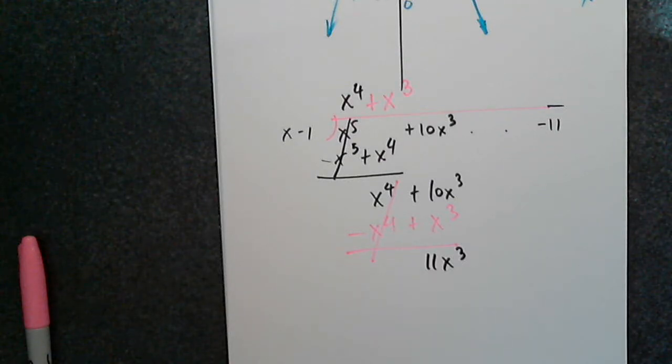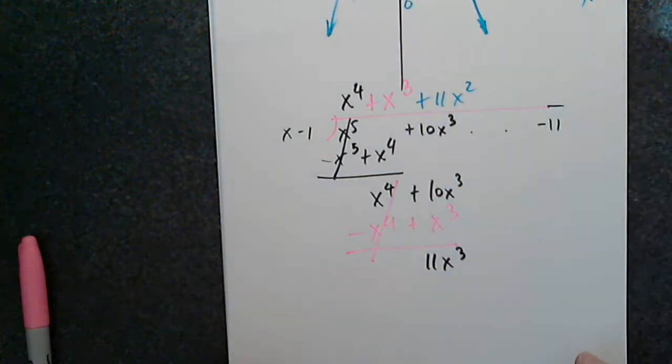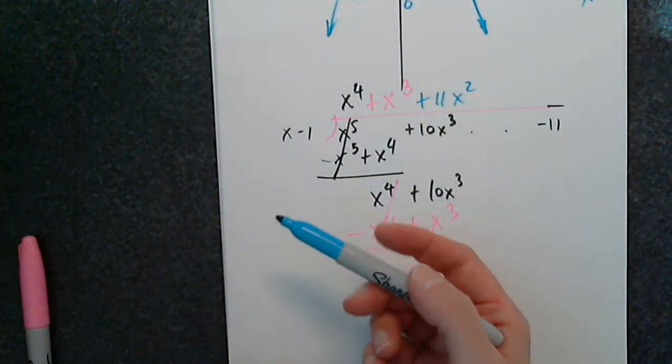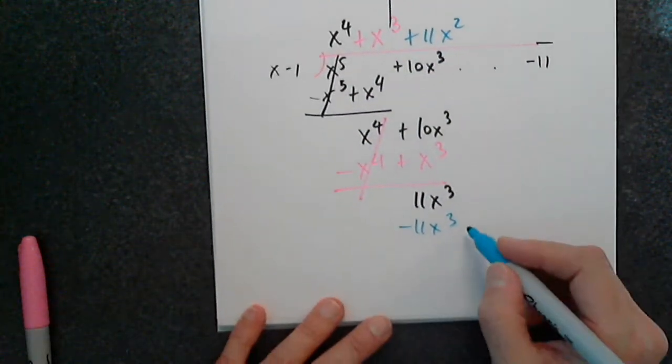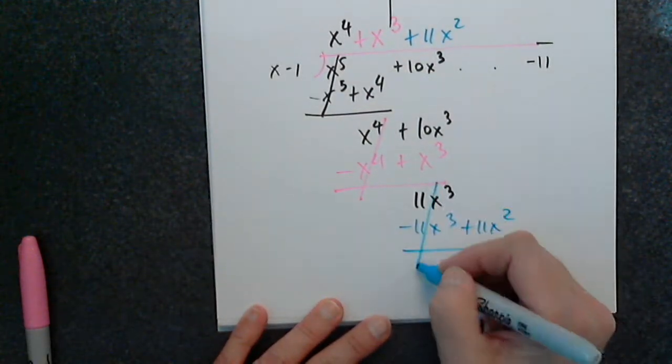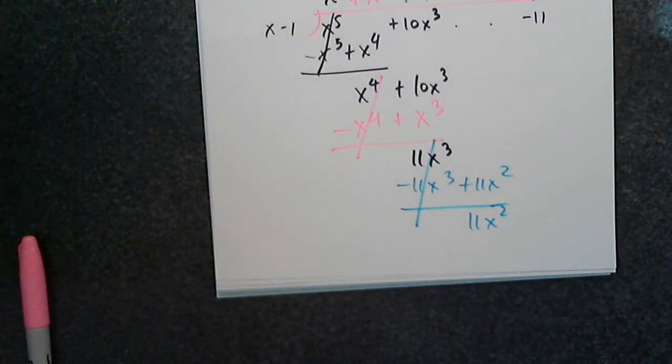What is the next step? 11x squared. Very good. Plus 11x squared. Great job. Positive 11x cubed, subtract. Negative 11x squared, subtract. Very good.